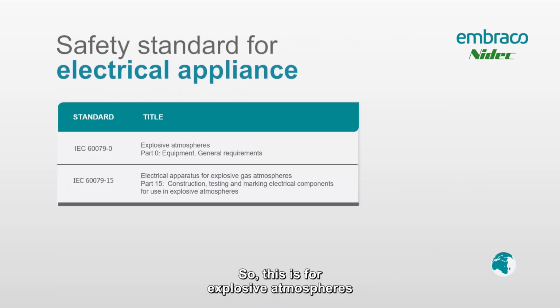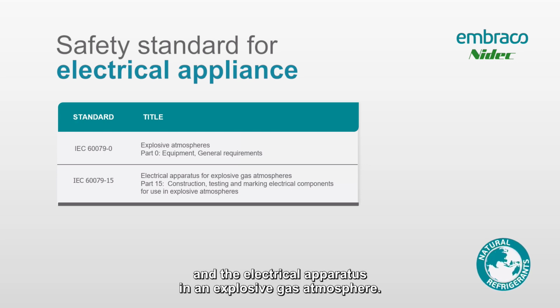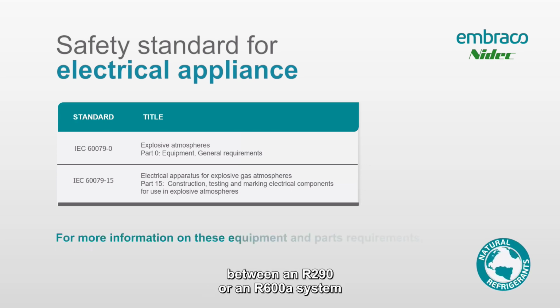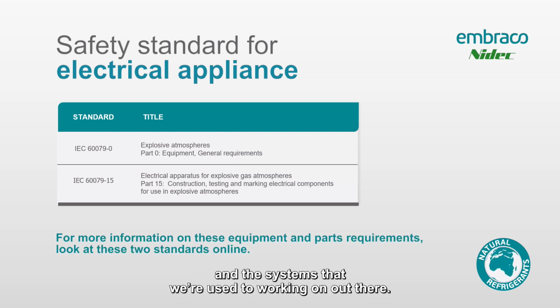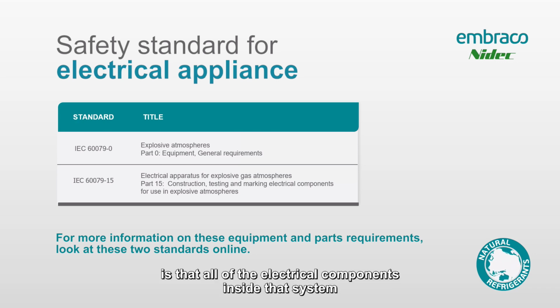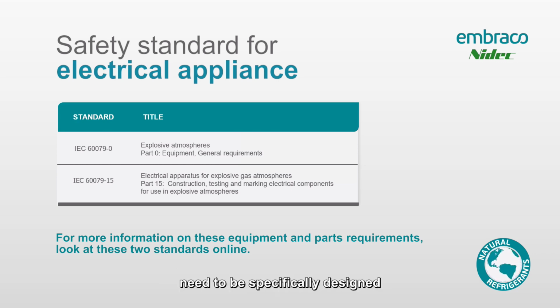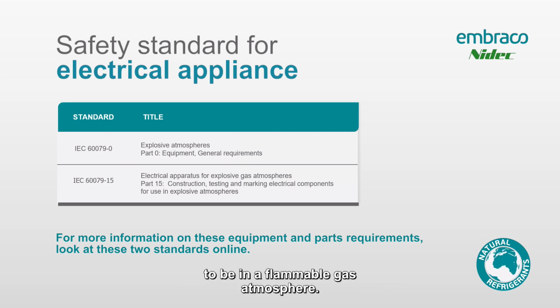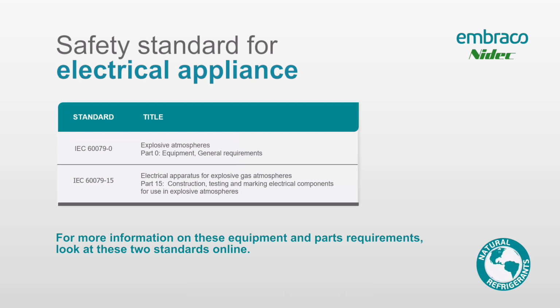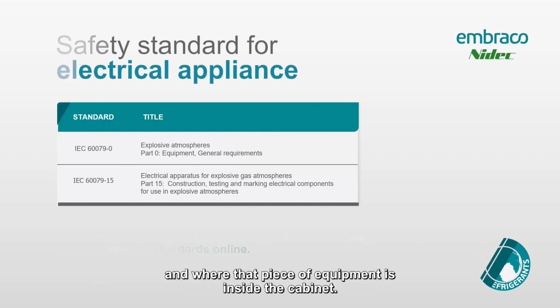So this is for explosive atmospheres and the electrical apparatus in an explosive gas atmosphere. This is where you'll start to see the real changes between an R290 or an R600a system and the systems that we're used to working on out there. What this means is that all of the electrical components inside that system need to be specifically designed to be in a flammable gas atmosphere. So the overload protector that you'll be using now may look a bit different than it did in the past. It just depends on the actual piece of equipment and where that piece of equipment is inside the cabinet.